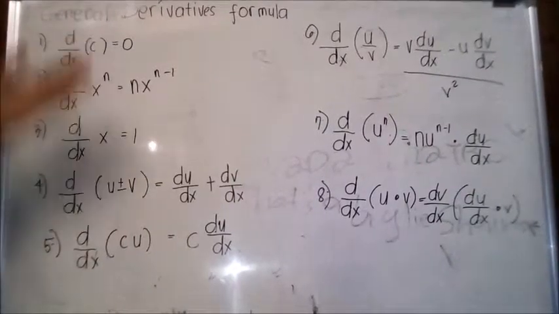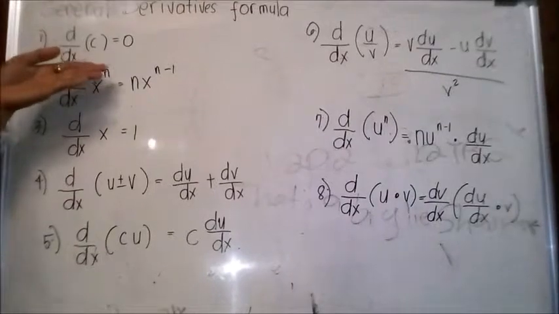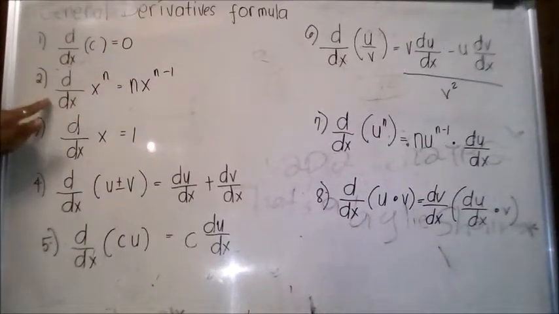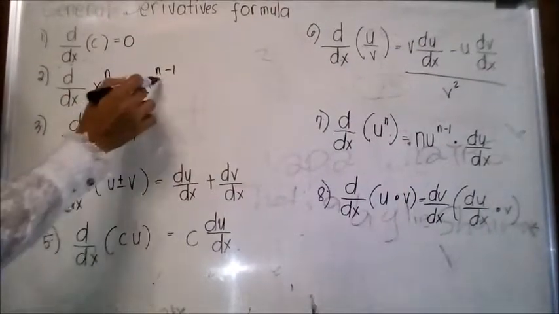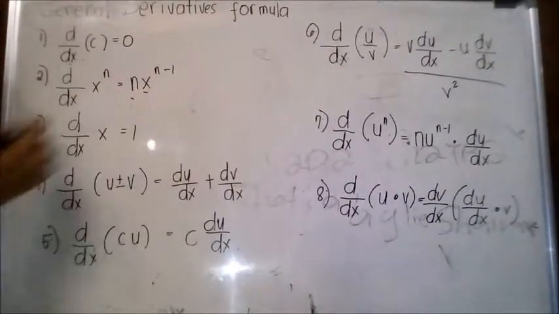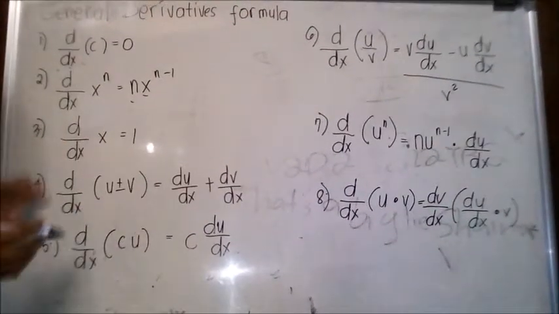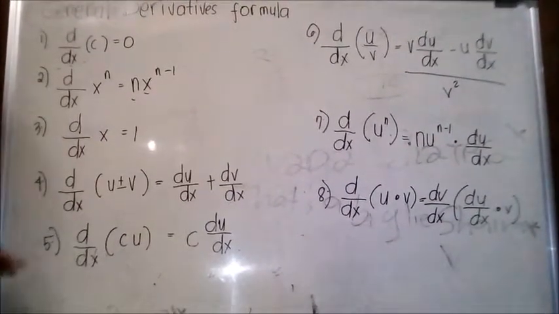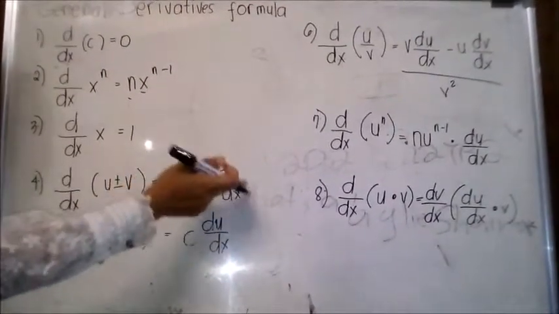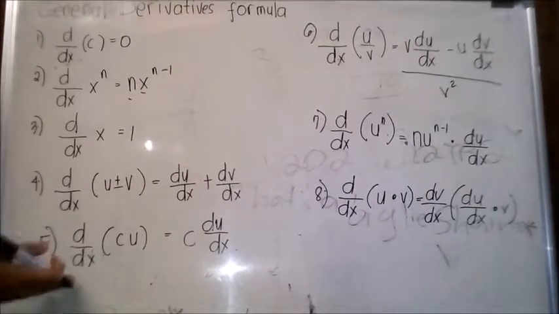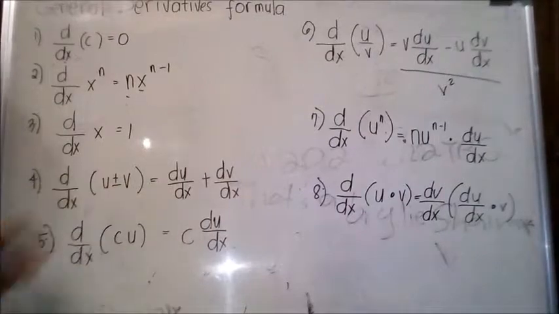We have the general derivative formulas. The derivative of a constant is 0, and the derivative of x to the power of n equals n x to the power of n minus 1. The third one is the derivative of x, which is 1. The derivative of u plus or minus v equals the derivative of u plus or minus the derivative of v. We also have the derivative of a constant times u, which is c times the derivative of u.